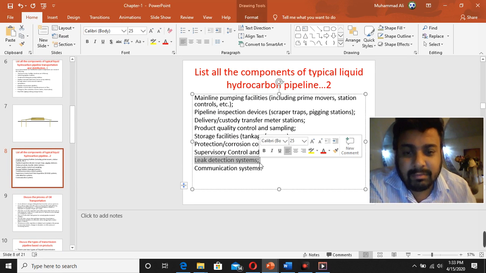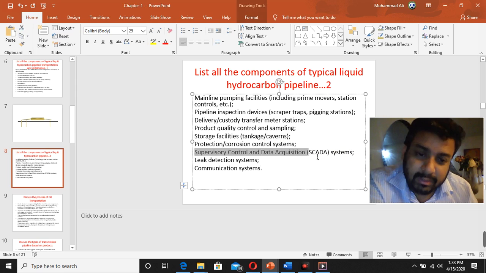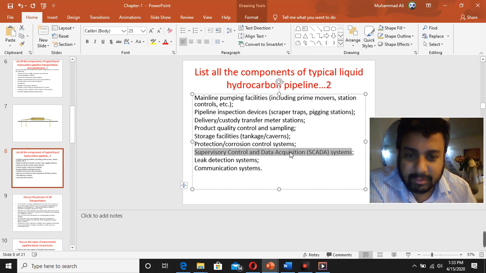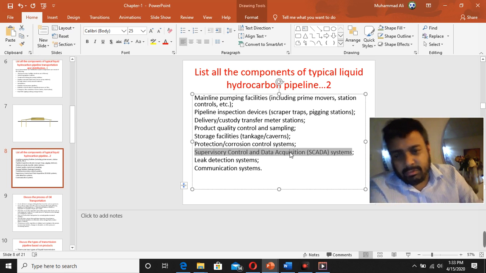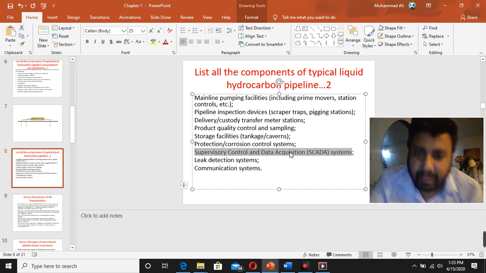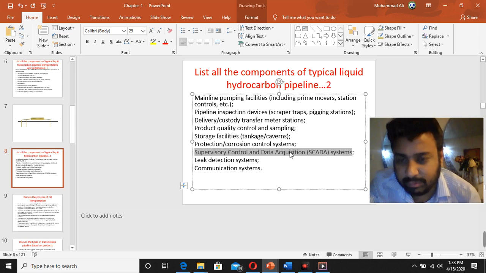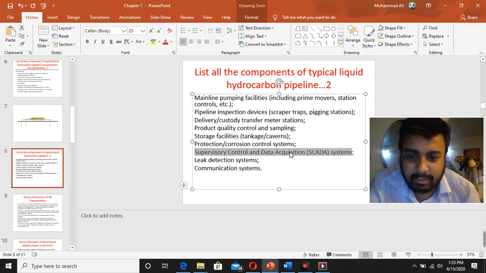Leak detection system: if there are any leakages, how are you going to detect them? So you must have a leak detection system. There are many computerized systems, which we call SCADA, and the purpose is to manage the pipeline from an office. So SCADA systems can be used with these pipelines, and we can control and monitor the pipeline from the office. Then, as you know, the weather is different.